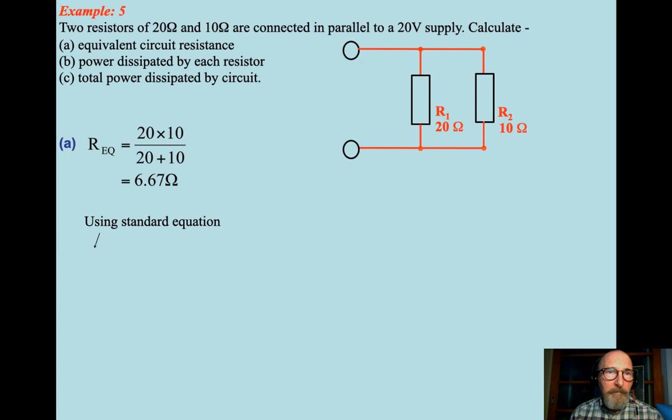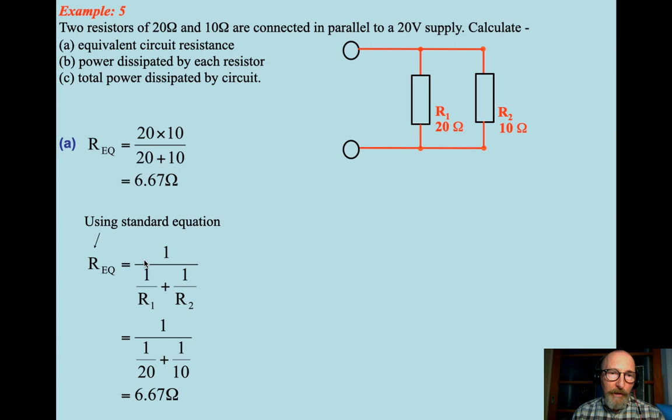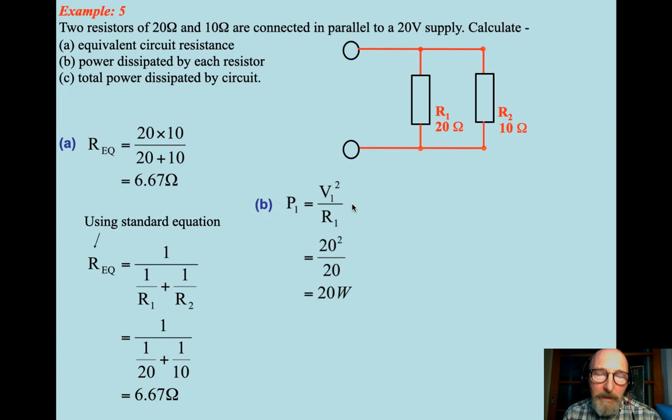Power dissipated by each resistor. Here we are again, working it out using the sum of the reciprocals, or conductances, 6.67. It's good to repeat that and get a bit of practice with it. As I said, a common way to work out power, especially in the radio game, which is my background, is V squared on R. So 20 squared divided by 20 is 20 watts, because 400 divided by 20 is 20. 20 watts.